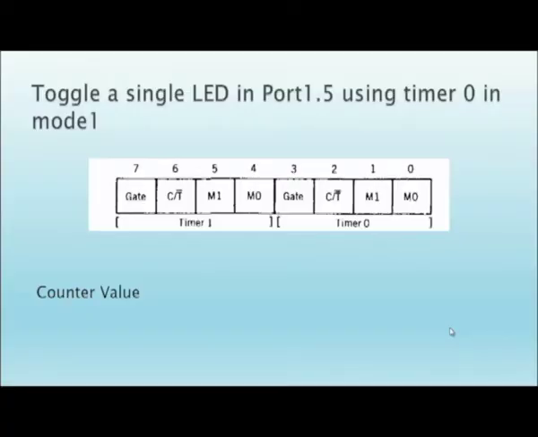Okay. So, what am I asking? I have a port 1. In port 1.5 I am connecting one LED. Okay. The LED is grounded. This LED should toggle, meaning on and off. The process should repeat continuously.